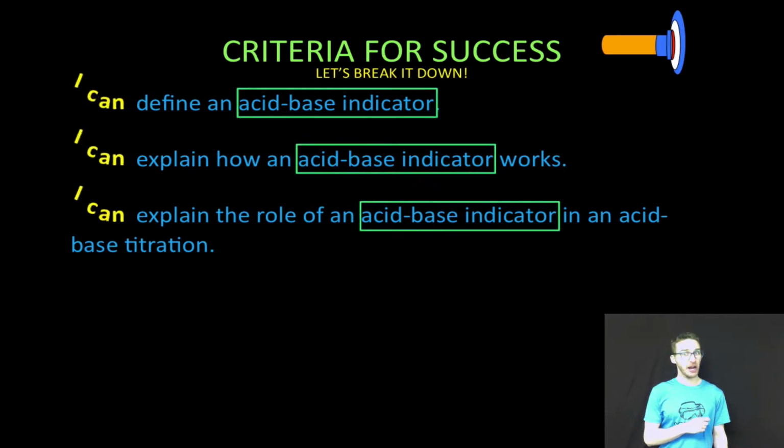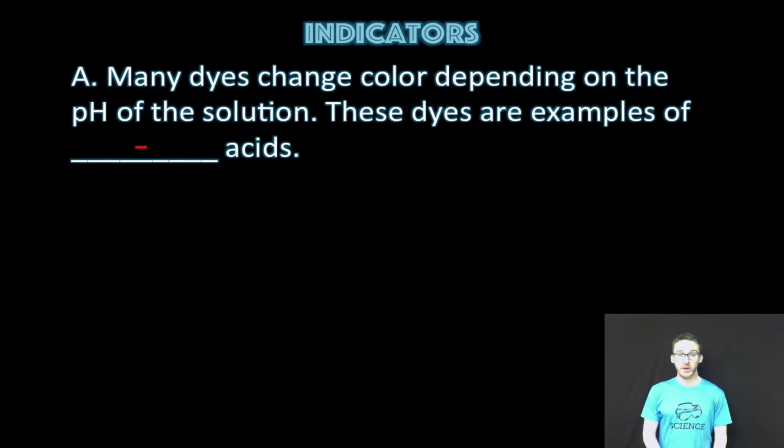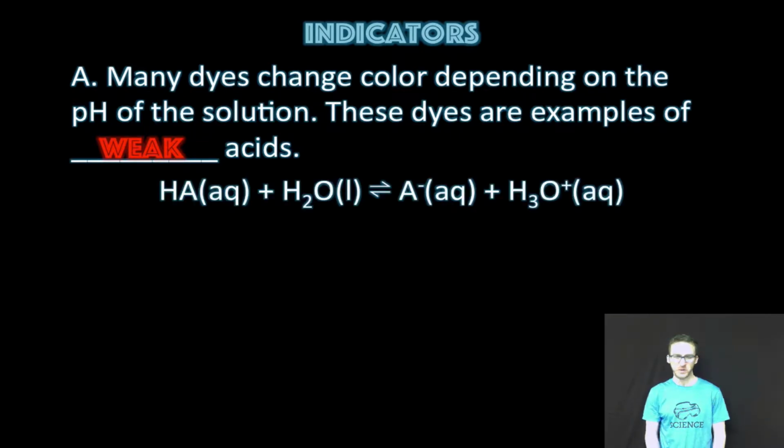I've got an indication. Okay, so first of all, we need to define what the heck an indicator is. It is just a dye that changes colors depending on the pH of a solution. And indicators are just examples of weak acids. So as we try to define what an indicator is, it's important to remember what a weak acid is.